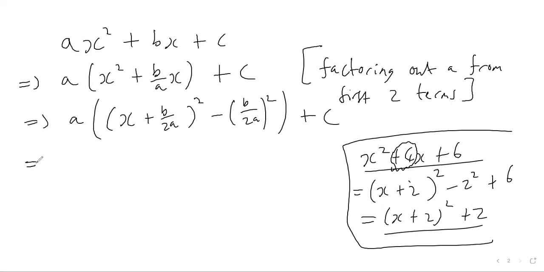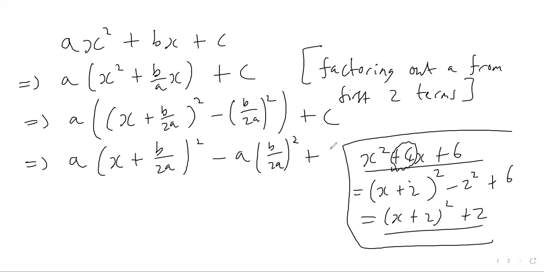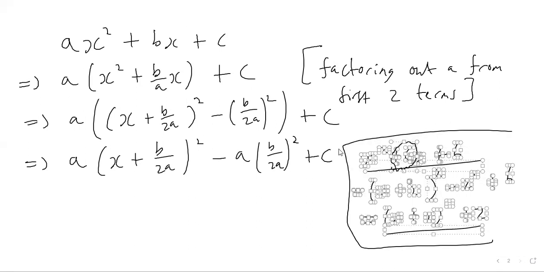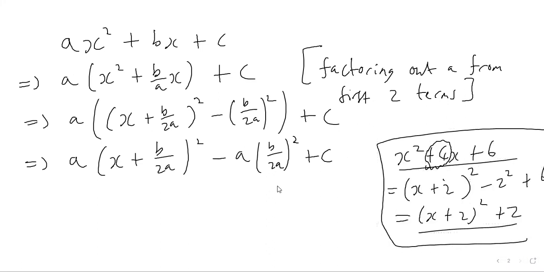And then what I'm going to do is just expand the brackets. If we expand the brackets, we get a times x plus b over 2a all squared, and then subtract a times b over 2a all squared, and then obviously this plus c at the end there. Okay, so we get that. I'm just going to move this to the side. Let me try and do it again. Okay, so we get that.